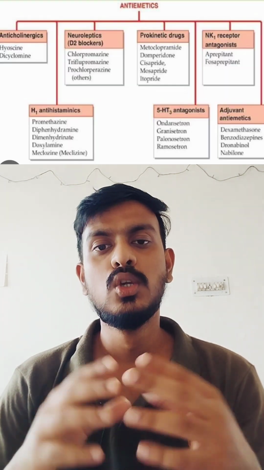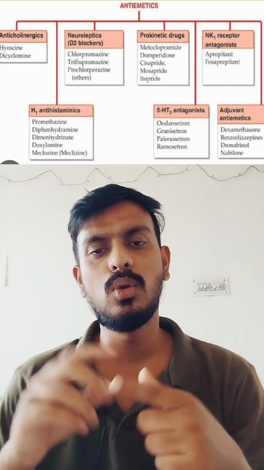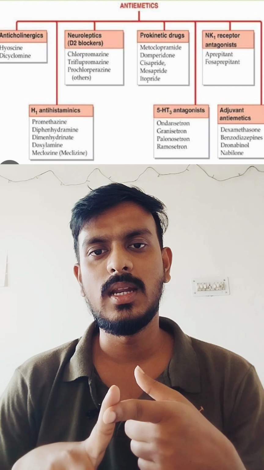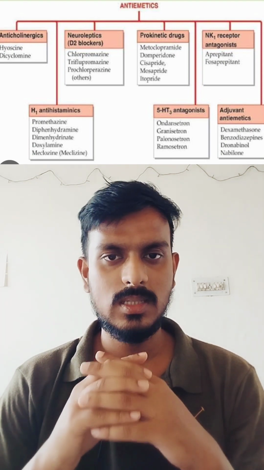So let us talk about the drugs that can stop emesis. As I told you, there is involvement of histaminic receptors, muscarinic receptors, dopaminergic receptors, serotonergic receptors as well as NK receptors. So we can antagonize these receptors to treat such disease conditions. The first is anticholinergic drugs. Drugs like promethazine, cinnarizine, diphenhydramine and meclizine can be used.